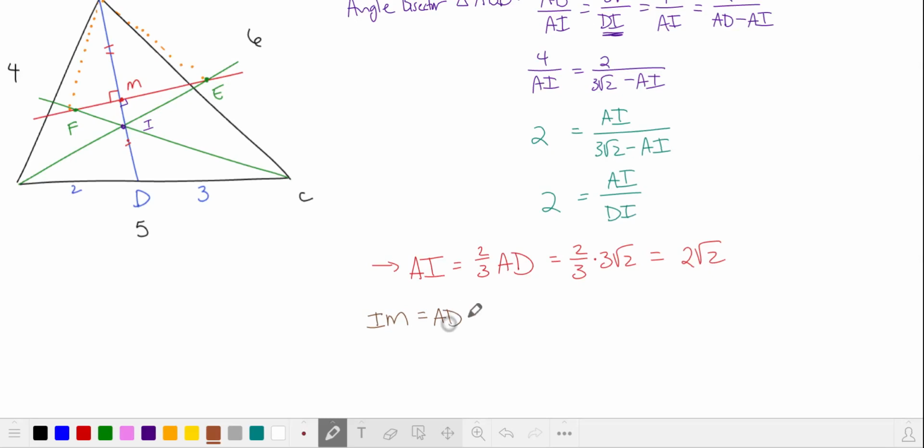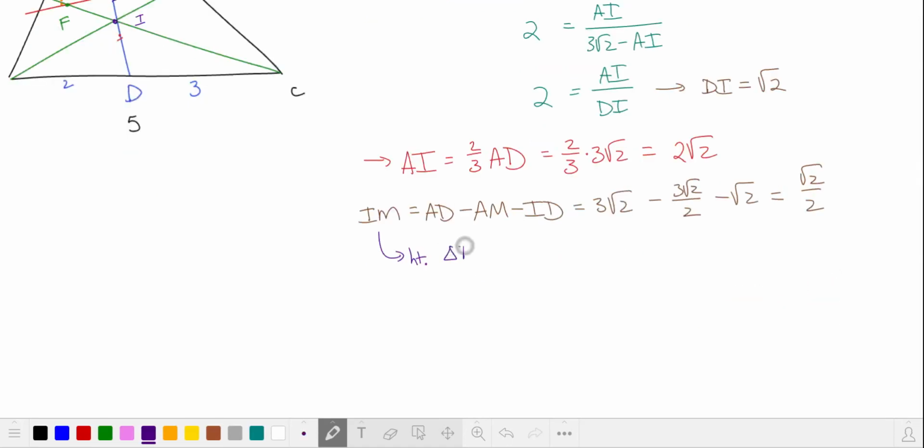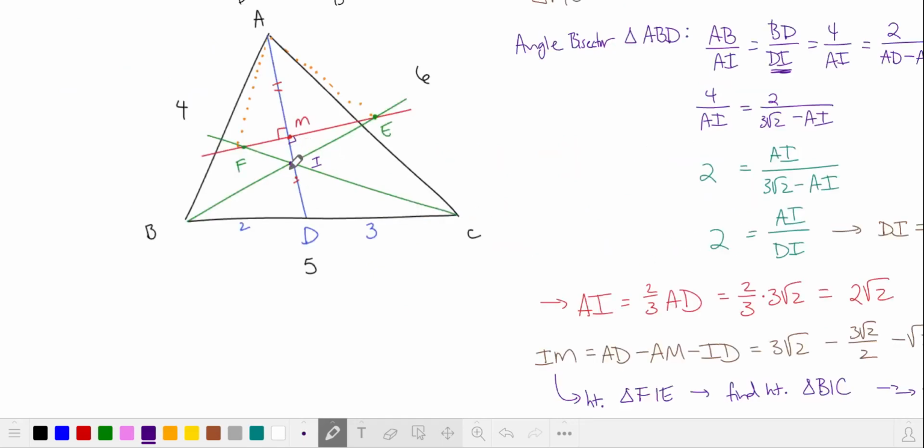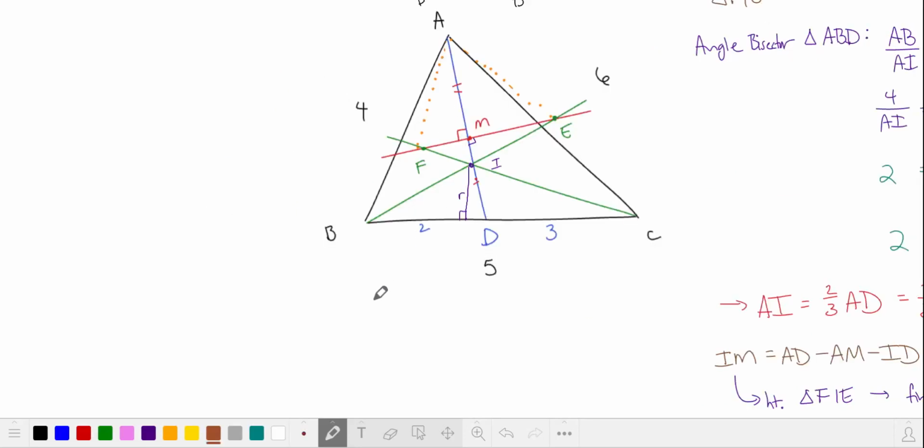IM can be written as AD minus AM minus ID. Substituting, 3 root 2 for AD, AM was half of that, and DI is the square root of 2. This means IM is root 2 over 2. IM is the height of triangle FIE. So let's try to find the height of the similar triangle BIC so that we can find the ratio. Since I is the intersection of the angle bisectors, this distance from I to BC is the radius of the incircle. We can use the area of triangle ABC to find the radius of that incircle.